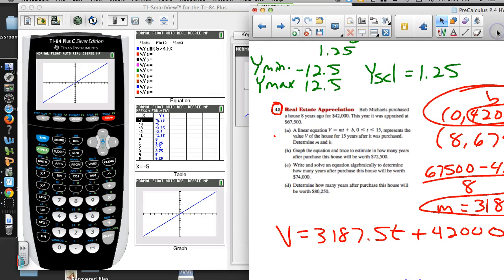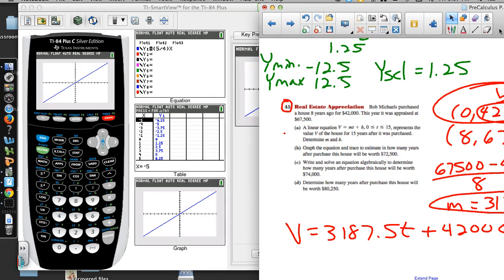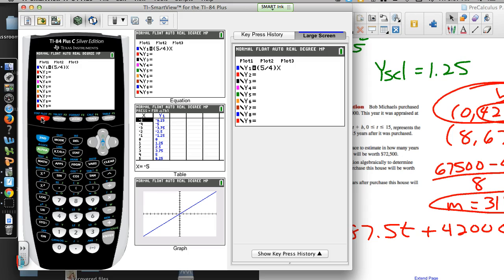Well, I'm not going to use the trace feature unless it gives me a really, really nice situation. So I'll go into y equals, clear out what we had just a minute ago, and put in 3,187.5 x, because the calculator doesn't care whether it's an x or a y, plus 42,000. And obviously I have to change my window. Hang on. There we go. Have to change my window because we're talking about the value of a house.